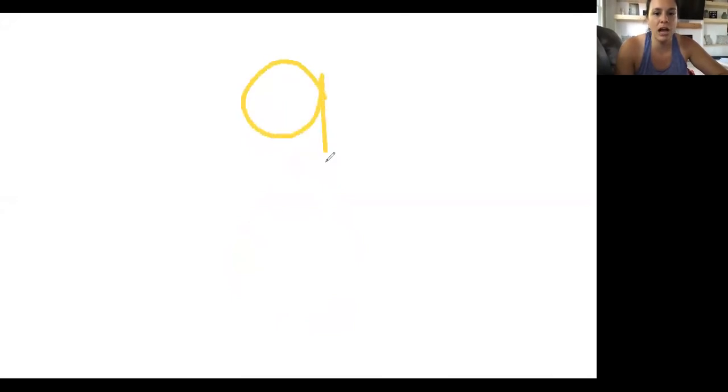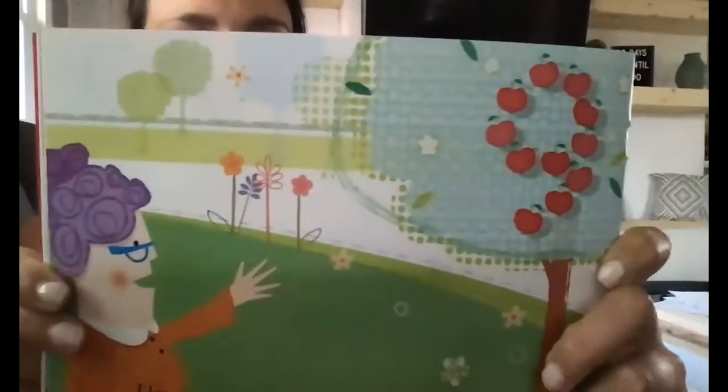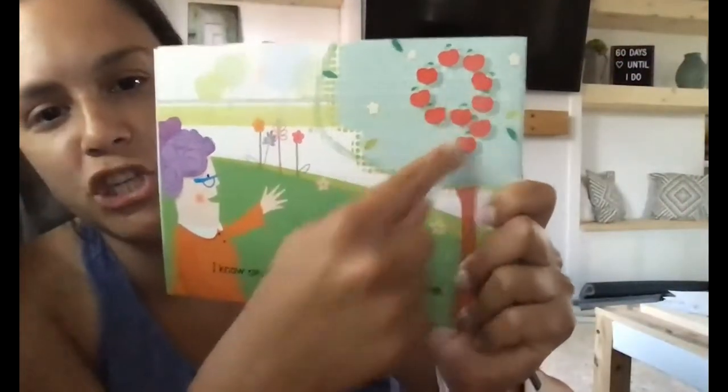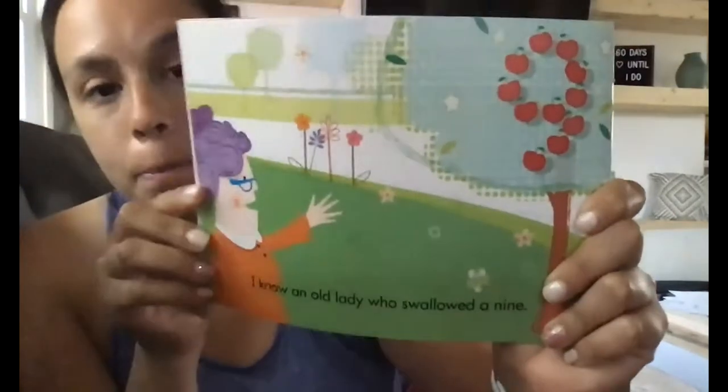The number 9. So the way I remember this is 9 shines. So shining like the sunshine. So we have, let me do it in yellow. So 9 shines. That means the circle's at the top because it shines like the sun. This would be the sun. So remember, 9 shines. Okay, let's find it in our book. It's right there. 9 shines. They're apples.